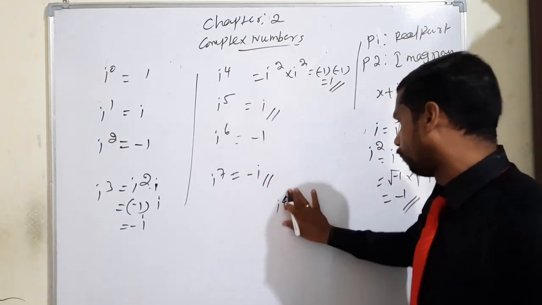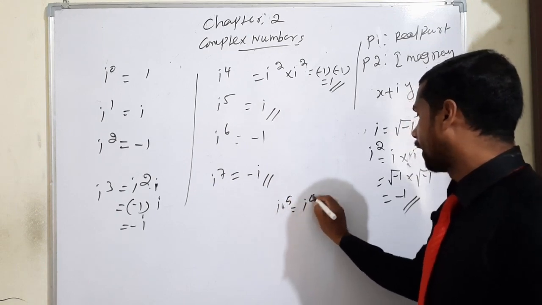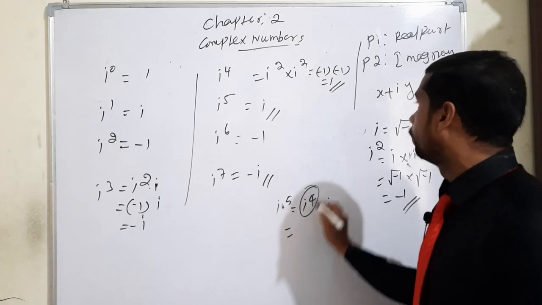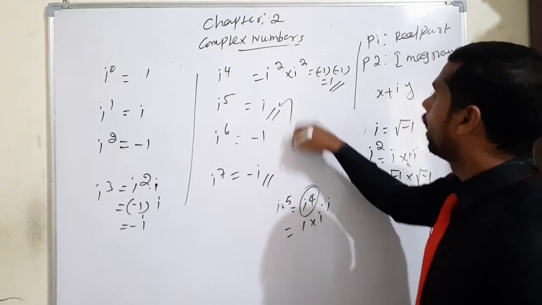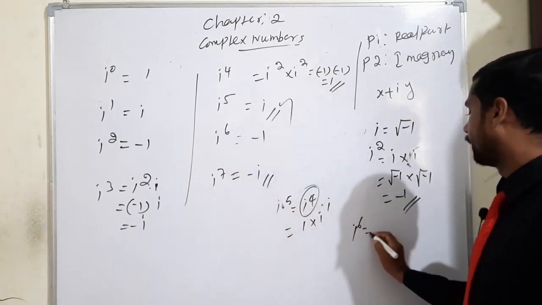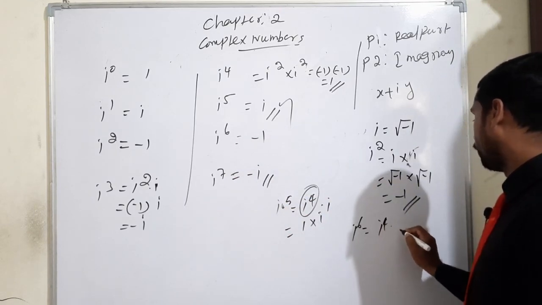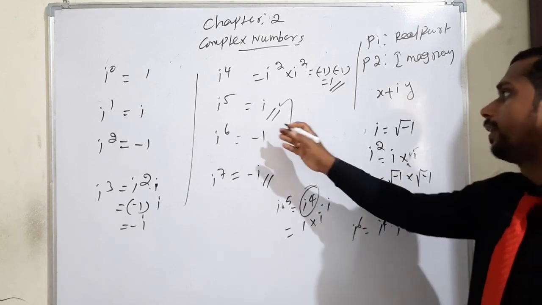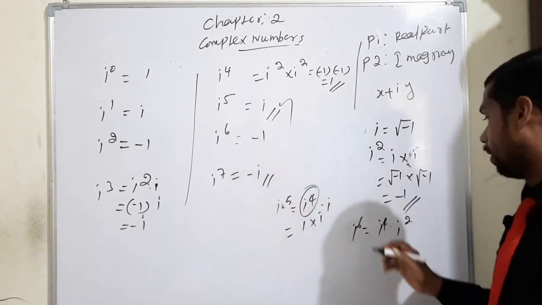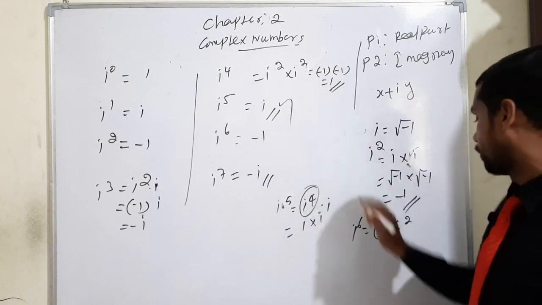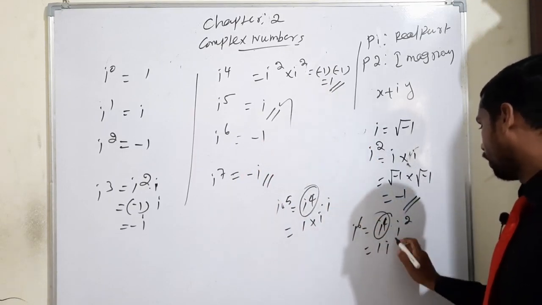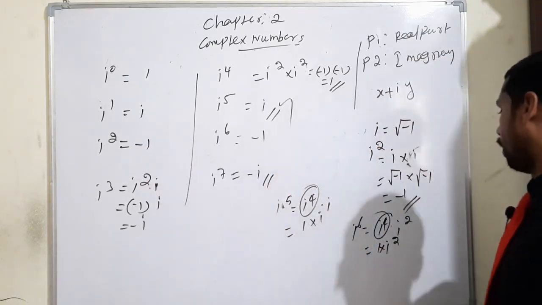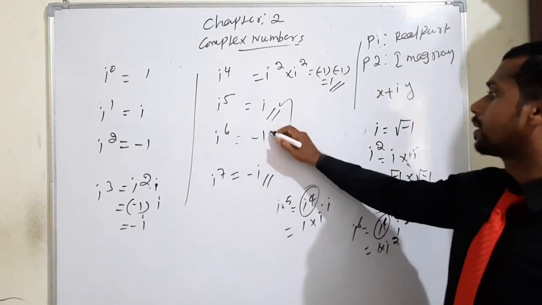If you do it by this method, what will happen? I to the power 4, isn't it? So i to the power 5 means i to the power 4 into i. Already we know i to the power 4 is 1, so 1 into i. Then what is the meaning of i to the power 6? I to the power 4 into i square. That's why I am telling, if the power is an even number, we can say it is minus 1. How? I power 4 we already know is positive 1, so 1 into i square. I square we already know is minus 1. Therefore, minus 1 into 1 means minus 1 will come.